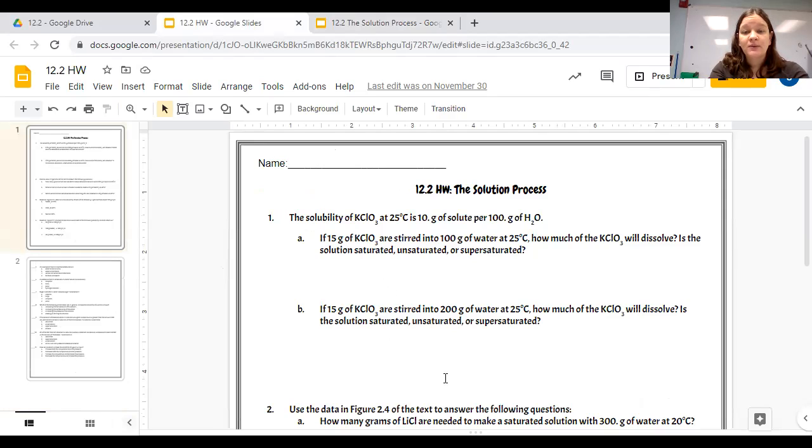So for the first problem, you might need to reference a chart that shows you how much of the substance can dissolve. You're looking for the KClO3. So if you dissolve 15 grams at 25 degrees Celsius, how much it will actually dissolve. Then you're going to decide if that makes the solution saturated, unsaturated, or supersaturated. Oh, it gives you the information you need at the top. You don't need a chart. If I read, I can see that. Okay.